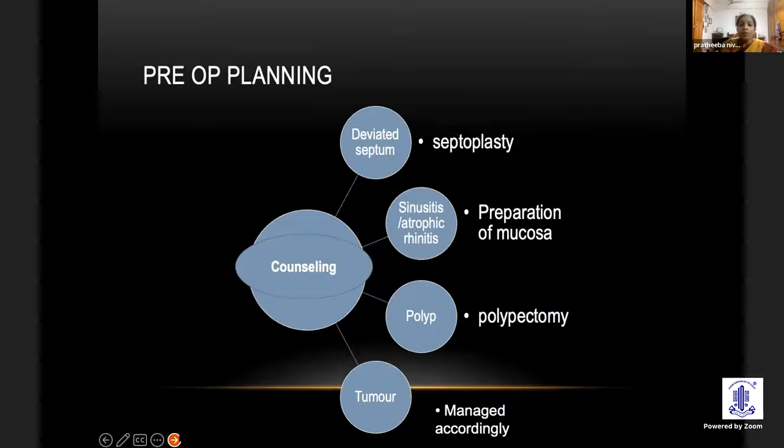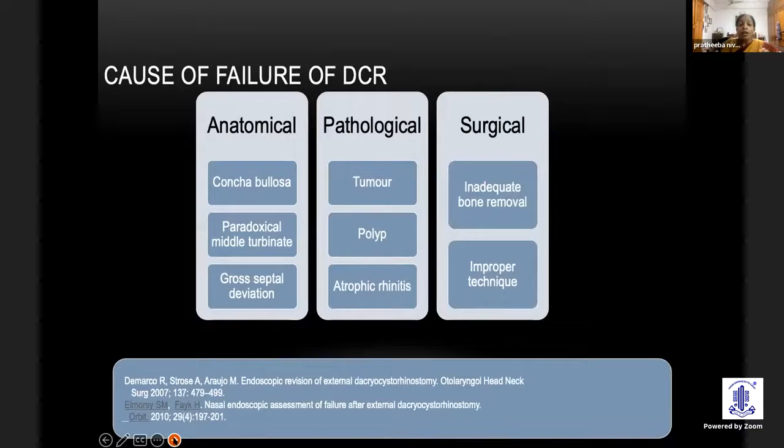So when there is any other abnormality, an ENT specialist consultation should be done and treated appropriately. And according to literature, the common causes for failure of DCR are anatomical, pathological, and surgical, among which anatomical and pathological causes are the major chunk, which could definitely be avoided if we do a proper nasal endoscopy.